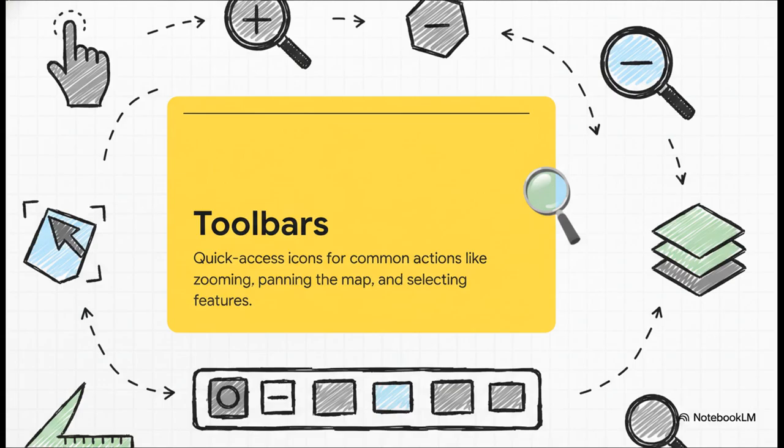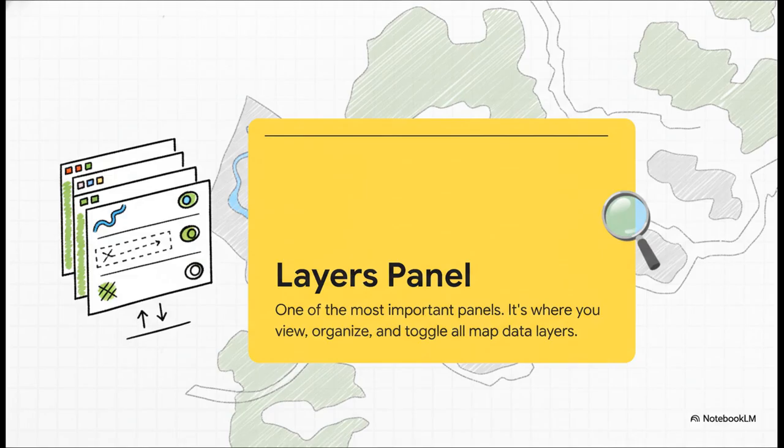Right below that menu, you'll see a bunch of icons. Those are your toolbars, and these are going to become your best friends fast. They're just shortcuts for all the stuff you'll be doing constantly, zooming in and out, moving the map around, you know, the basics. Over on the side, you should see the Layers panel. This panel is, without a doubt, one of the most important things on the screen. Every piece of data you add, roads, rivers, property lines, shows up here as its own layer. You can turn them on and off here, and even reorder them to change how your map looks.